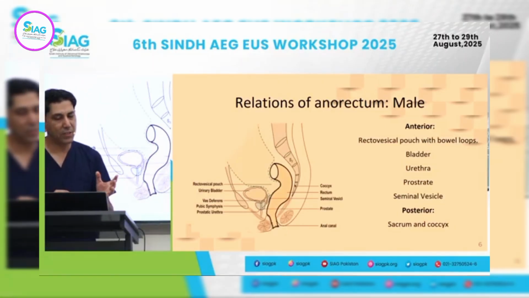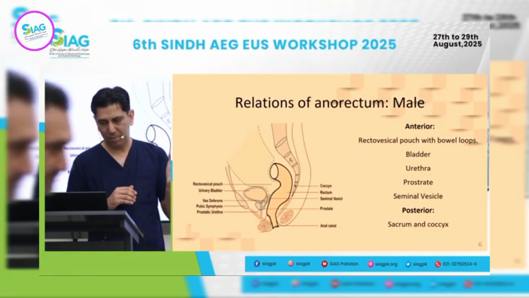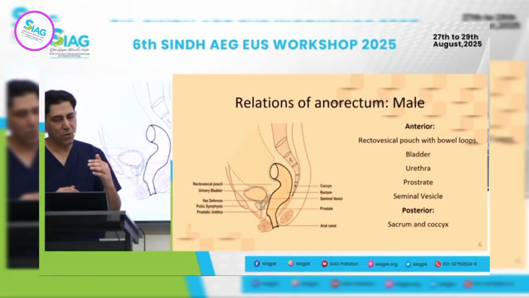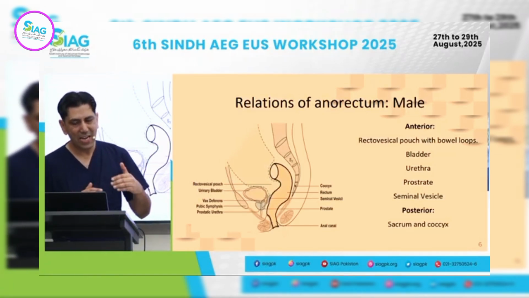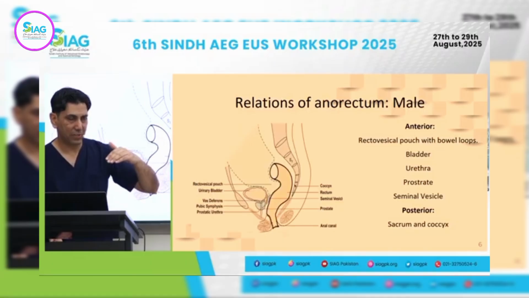Then it's also important who you're actually scoping. Is it a male patient? Is it a female patient? Because in the male you may have to orientate it slightly differently: what organs are anterior and what organs are posterior.